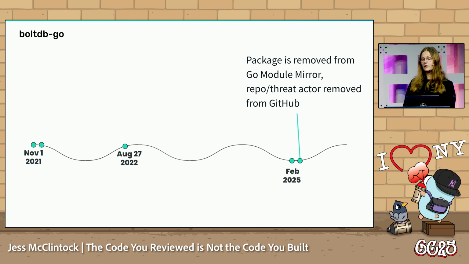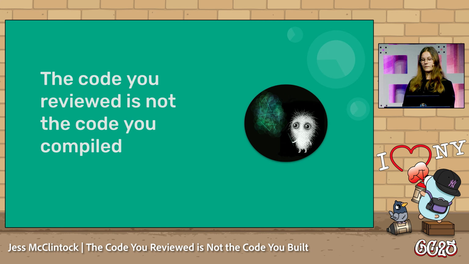This led to both the package being removed from the Go module mirror and the threat actor's repository and account being removed from GitHub. A big thing to note about the strategies used by attackers to bypass detection was that most of them focused on tricking human reviewers. This highlights the fallibility of relying on the many eyes of open source as a security mechanism.